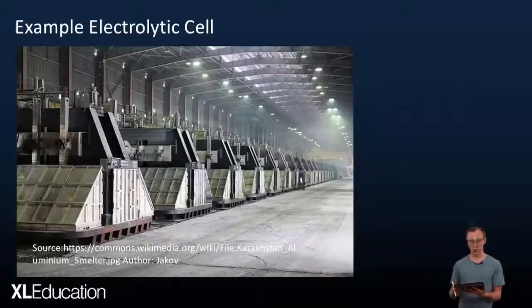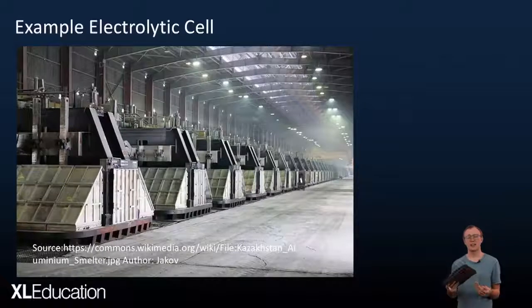Also, electrolytic cells are usually really big because we use them in industry and they might look something like this. Whereas galvanic cells are usually quite small and they fit in things like a torch or a phone battery or something like that. So let's have a closer look at an electrolytic cell.